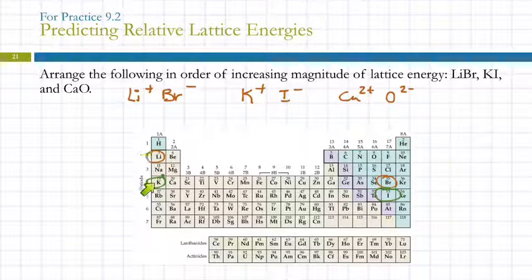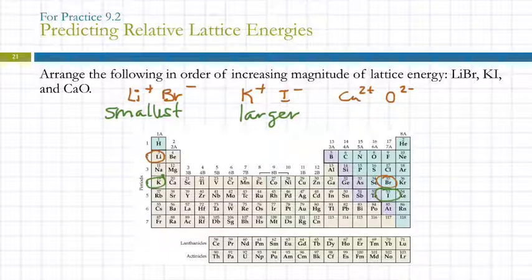Is lithium larger or smaller than potassium? Smaller. So this one's smaller. And over here, bromide and iodide, which one's smaller? Bromide, right? The elements at the top are smaller than the ones at the bottom. So lithium and bromide are the smallest, and potassium and iodide are larger. So these are the smallest, and these are larger. I guess I should call that smaller and larger.